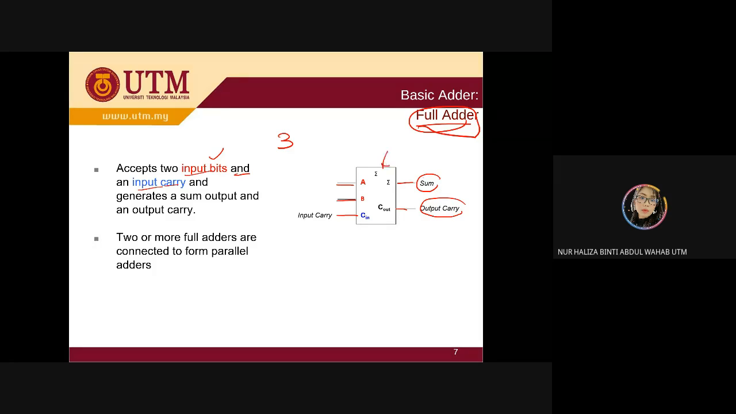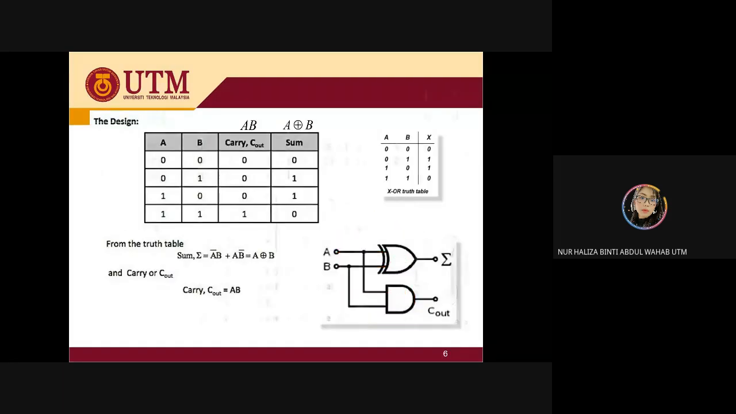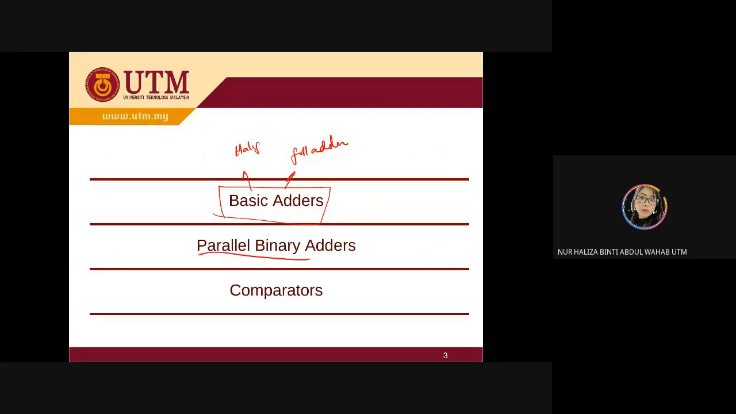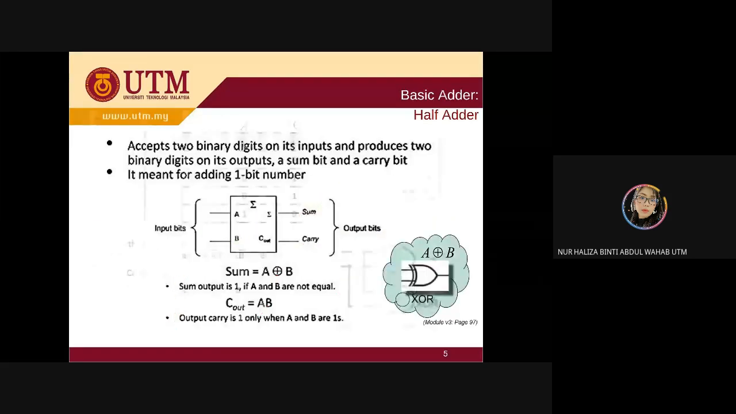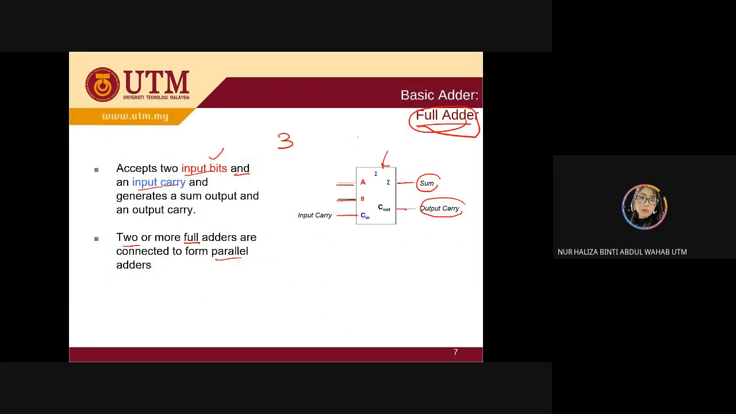If you combine 2 or more full adders, you're going to get the parallel adder. That combination we're going to look into later. But first, at this stage, what you need to know is how the full adder looks like, how many inputs, how many outputs, and what is the logic circuit inside.